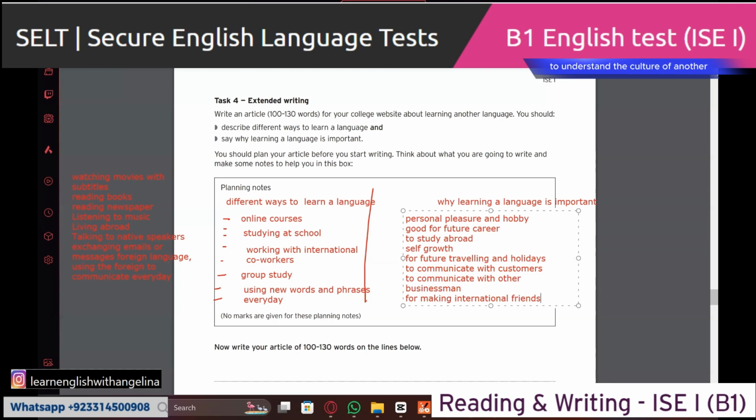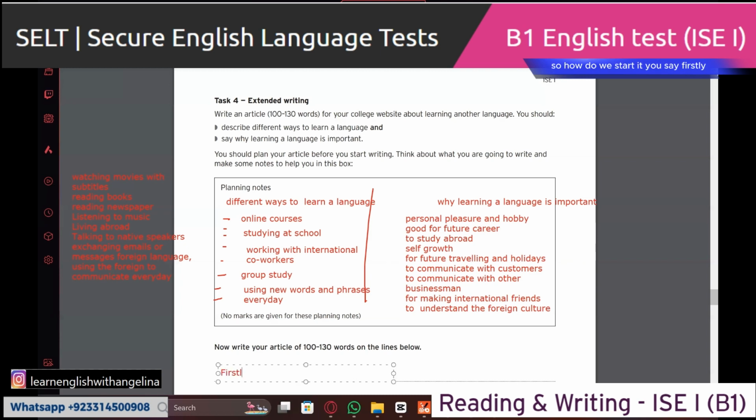To understand a foreign culture. I think that'd be it. If you put all that in your notebook, you will understand that it works. So how do we start it?